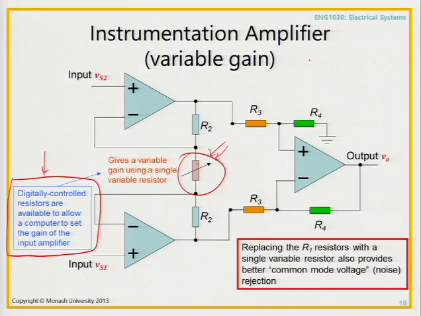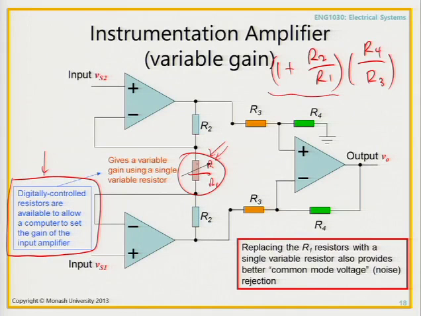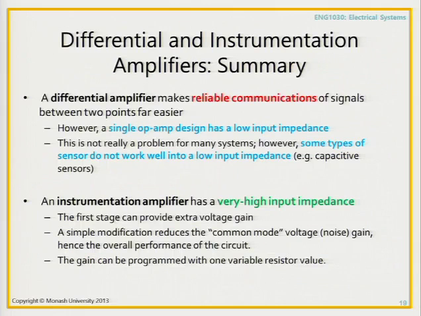Because the output here, if this was R1 and R1, would have been 1 plus R2 over R1 times R4 over R3. This thing here can be tuned when I change the value of this variable resistor. Okay, and that's pretty much it. Okay, so here's a summary.